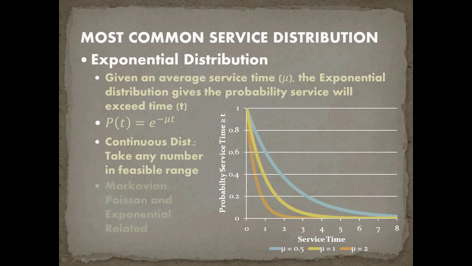What maybe is more difficult to see is that the Poisson and exponential are actually linked distributions, where the Poisson is the discrete case of the exponential. And so they both fall into this Markovian family, which we'll see more of later.